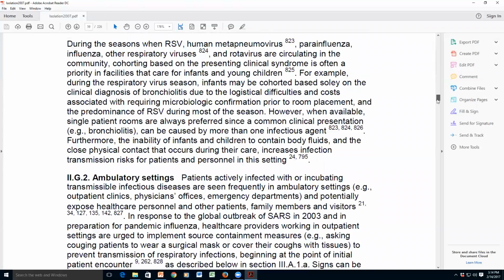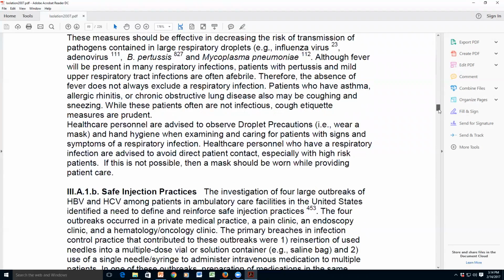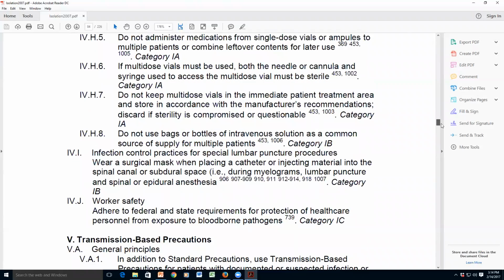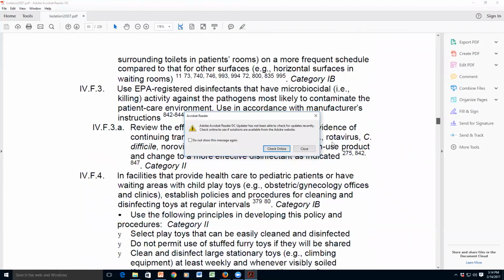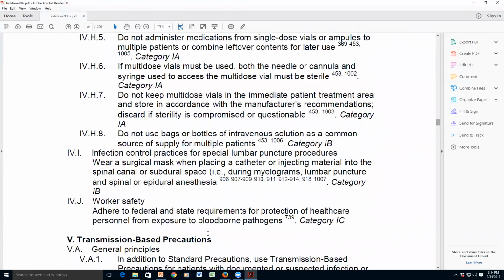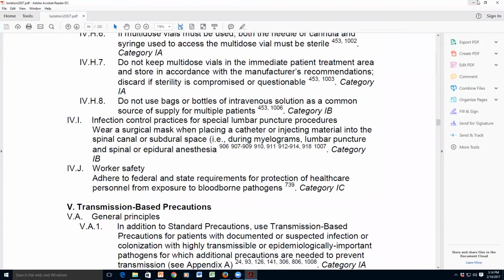It also includes safe work practices, how to dispose of solid waste, dishware, and eating utensils, injection practices, education, and then it gives you a clear outline. For example, this is transmission-based precautions, so you have a good idea, for example, of what's needed.